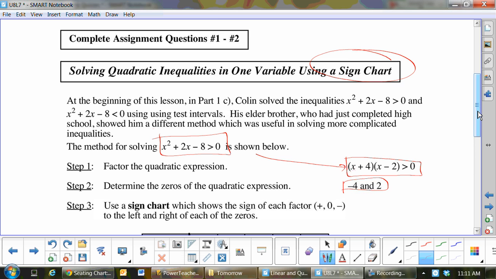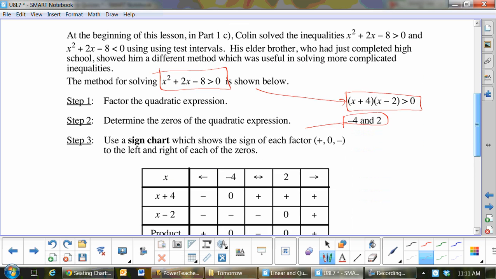Now, this is how the sign chart works. It puts the points negative 4 and 2 there, but it actually gives a separate section to the other parts. Now, do you see how we have covered the entire gamut going from left to right? Here we have everything less than negative 4. Then we get to negative 4. Then we have everything between negative 4 and 2. Then we get to 2. And then we get to everything to the right.